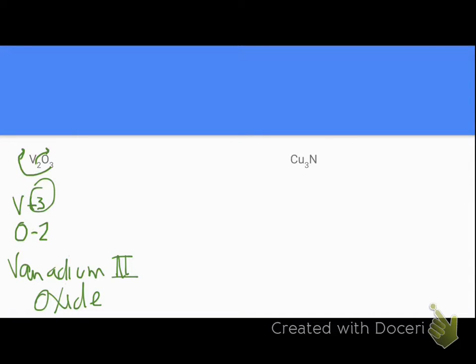So let's take a look at another one. First thing we're going to do is uncross our charges. So the 3 goes to the N. If there's nothing there, remember that's a 1, goes to my copper. So that Cu had a +1, N -3.